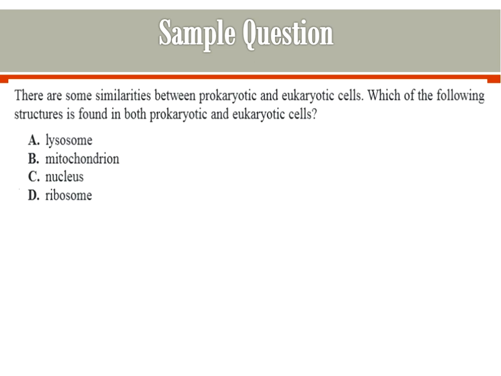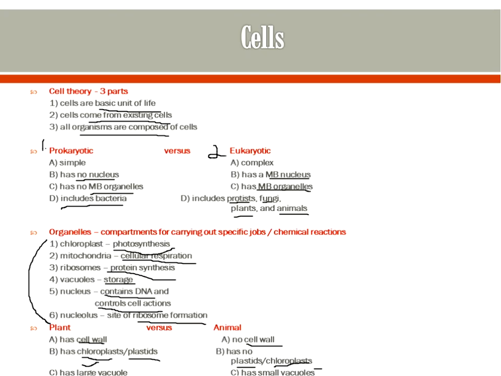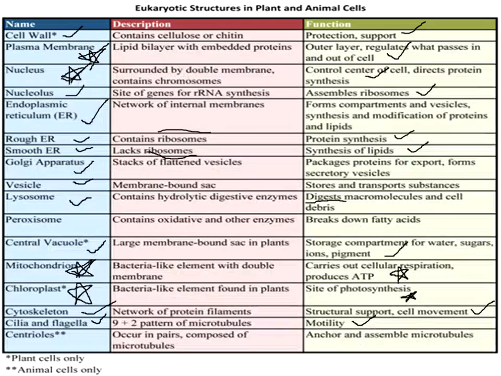All right, let's take a look. Going back a few things here. Remember, prokaryotic, eukaryotic cells. Prokaryotic, very simple. Prokaryotic, no nucleus. Eukaryotic has a nucleus. Prokaryotic has no membrane-bound organelles either. Eukaryotic does. Prokaryotic just includes bacteria. So you got to think of very simple cell.